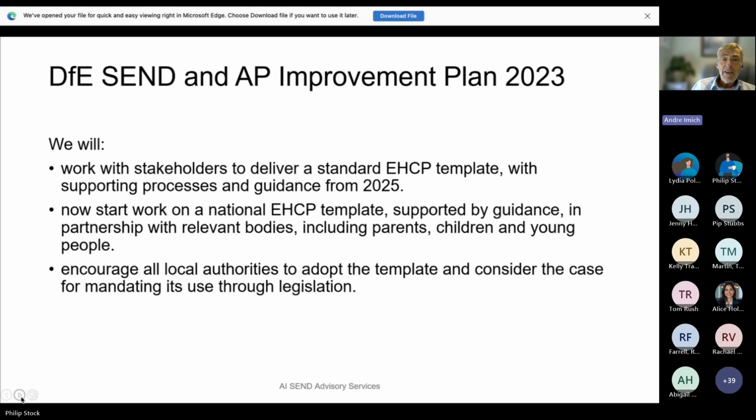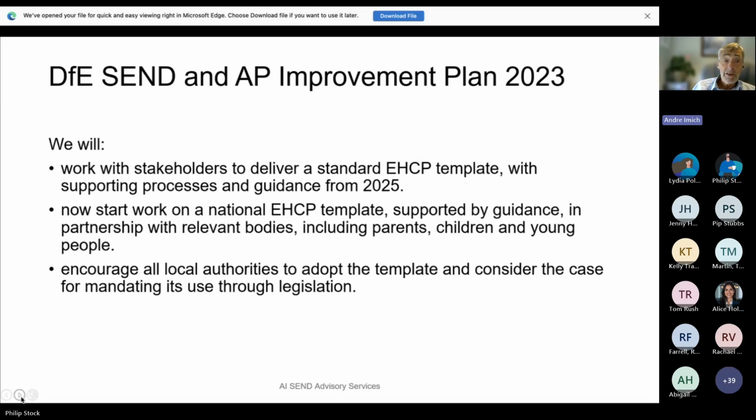And the DfE's improvement plan of a couple of years ago said that we will work with stakeholders to deliver a standard template with supporting processes and guidance from 2025. Well, we're getting to the end of 2025. Whether we'll get that, we don't know. We're certainly waiting, aren't we, for this white paper, and who knows what it might say about the single standardized template.